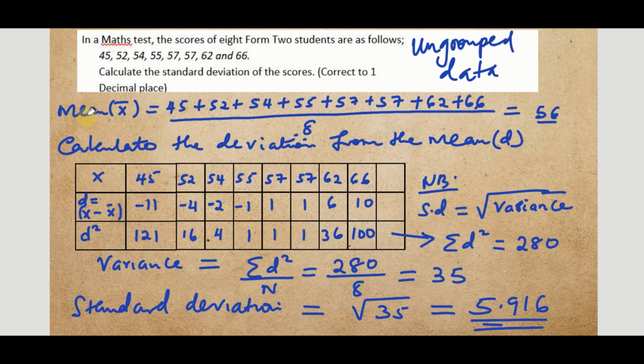So first you obtain the mean of the numbers. Then the next thing is to calculate the deviation from the mean, given by d. You draw this table. These are the marks obtained by the students. Get the deviation from the mean, x minus x bar, where x bar is our mean. Square the deviation, calculate the variance. Then remember that standard deviation is given by the square root of the variance.